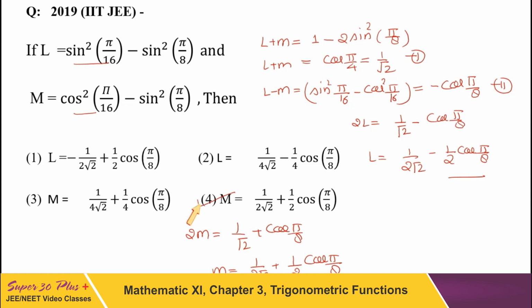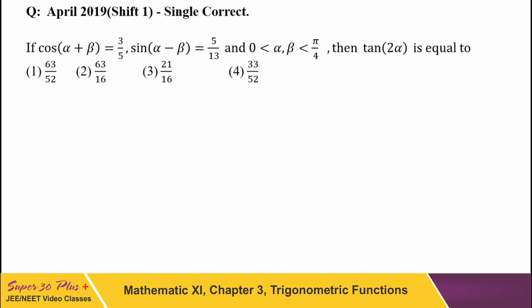This is the correct answer, and this question came in the 2019 IIT JEE main examination in single correct category. Let's see one more question. If cos of alpha plus beta is equal to 3 by 5 and sin of alpha minus beta is equal to 5 by 13, and alpha, beta lie in the first quadrant, or 0 to pi by 4, then tan 2 alpha is equal to. This is a very easy question.